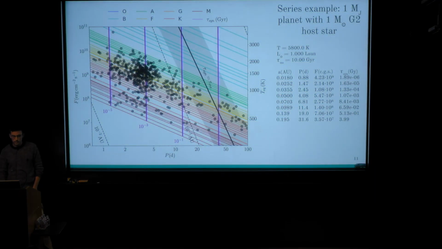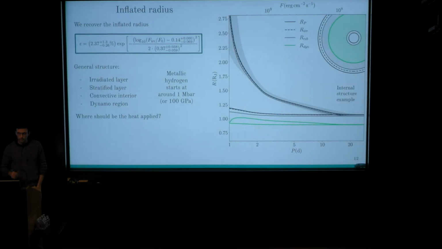So what we did is we took, for example, a one solar mass star, a G2, this one here, and we took, for example, 50 different hot Jupiters orbiting around it, all of them tidally locked. And after applying the heat, instead of the radius being around 1 Jupiter or 1.2 Jupiter, it jumps up to 2, which is the observed values.